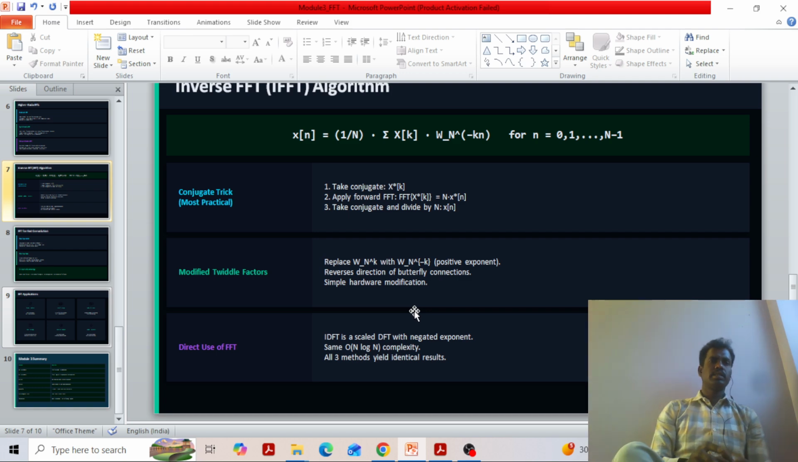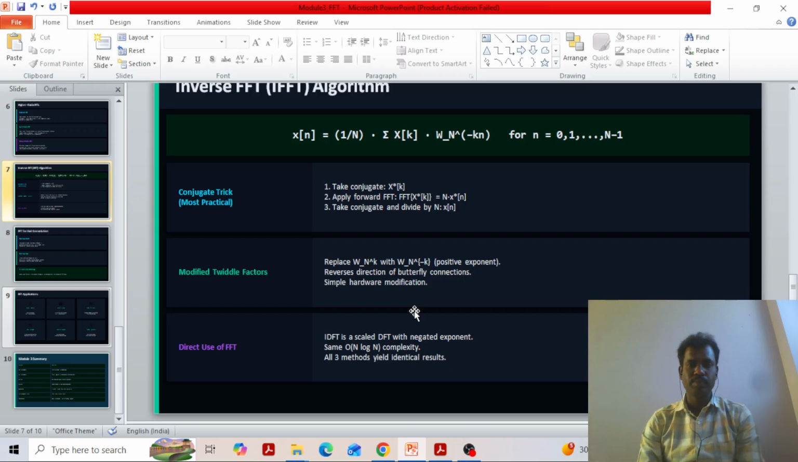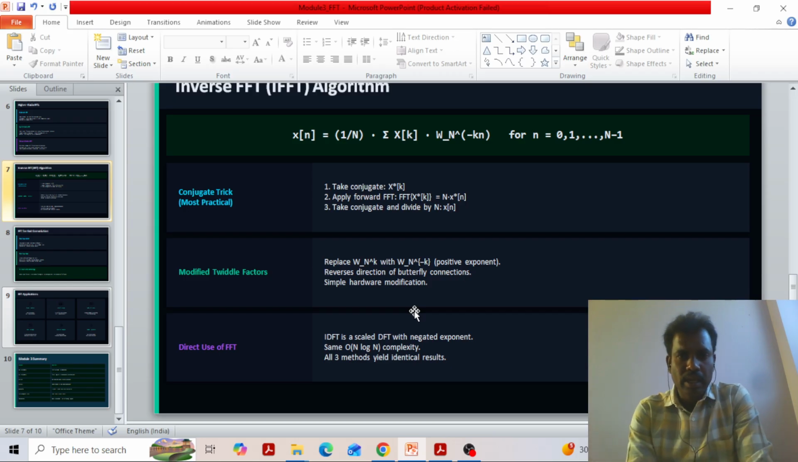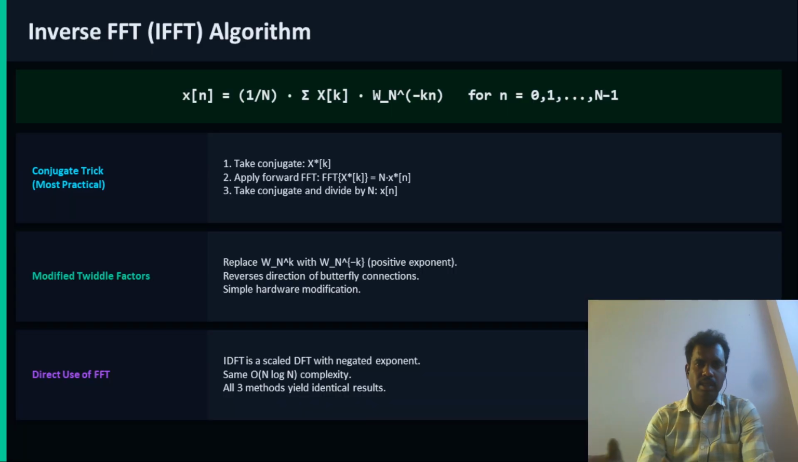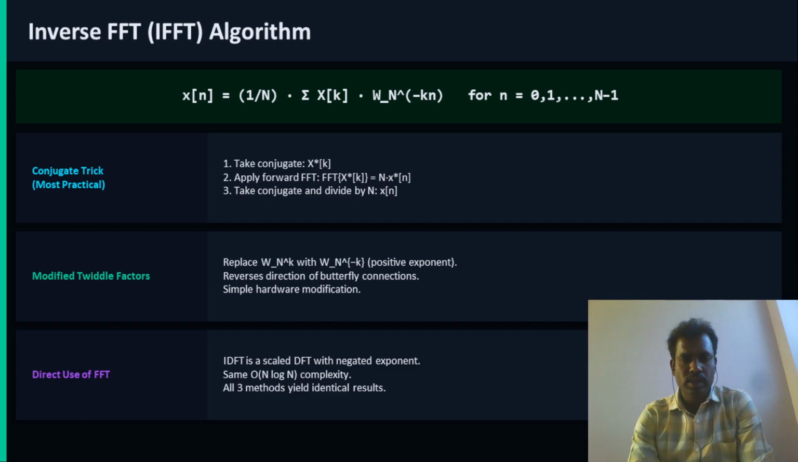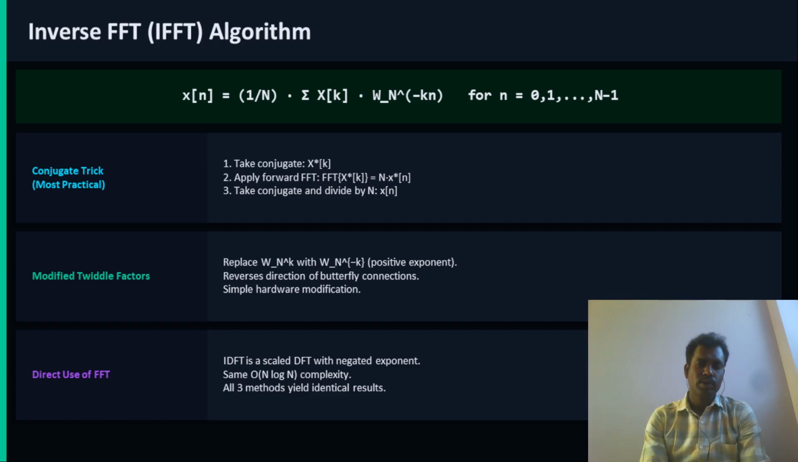Now let's see the inverse FFT algorithm. What is inverse FFT? It is to calculate the inverse DFT. The method works in the reverse order: we give X of k and want to find x of n. So the spectrum is given, and we want to find the input samples.